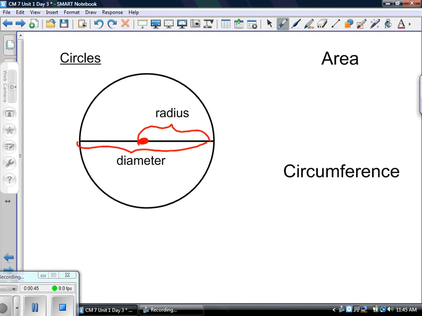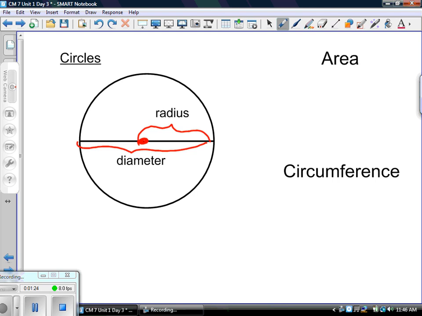So no matter where you connect from the outside of the circle to the center, it will always be the radius. And whenever you go straight across the circle, through the center, the entire length is called the diameter. It's important to note the relationship between the radius and the diameter, specifically that if I had two radii, which is the plural of radius, it creates the full diameter. And if I think about it the opposite way, if I take the diameter and cut it in half, I divide it by 2, it is then the radius.